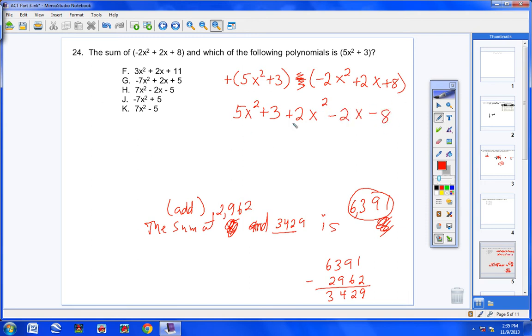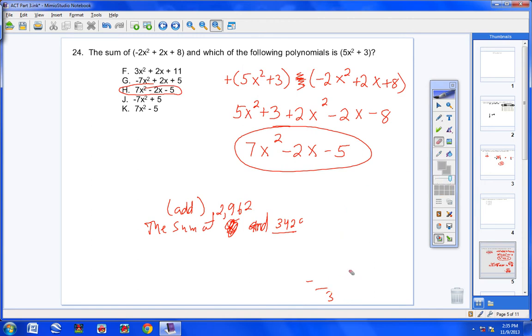And now we combine like terms. 5x squared and 2x squared is 7x squared. Then bring down your x term, negative 2x, and then you have two like terms right here, a positive 3 and a negative 8. And of course those are constant terms. 3 minus 8 is negative 5. So there's our answer. Let's see if that matches anything. Letter H.